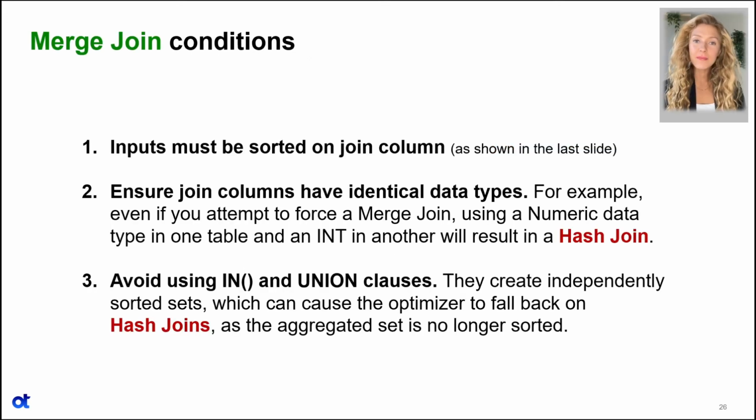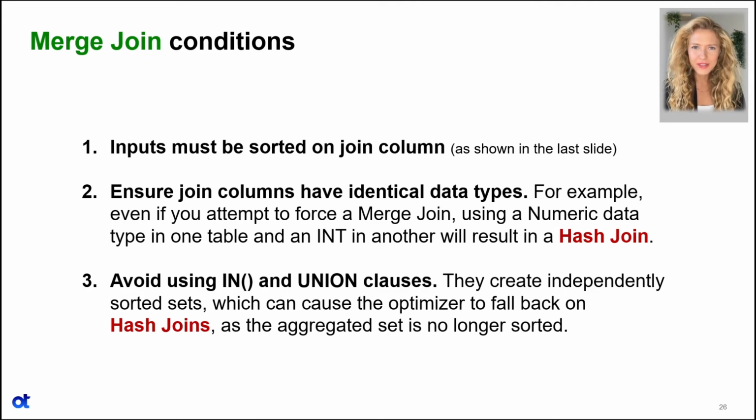To enable efficient merge joins, inputs must be sorted on the join column, as shown in the previous slide. It's also important to ensure that join columns have identical data types. For instance, even if you try to force a merge join using a numeric type in one table and an integer type in another, it will still lead to a hash join. Additionally, avoid using IN and UNION clauses. These create independently sorted sets, disrupting the order required for merge joins and forcing the optimizer to revert to less efficient hash joins.